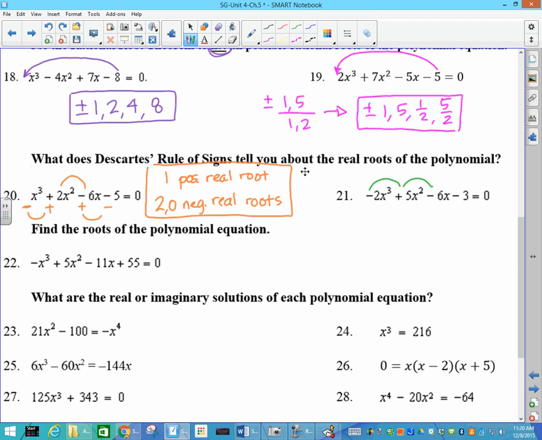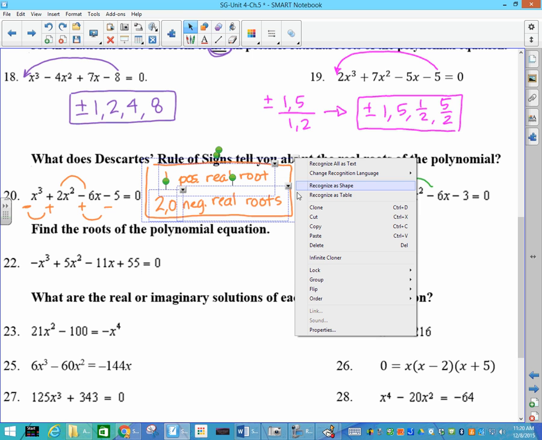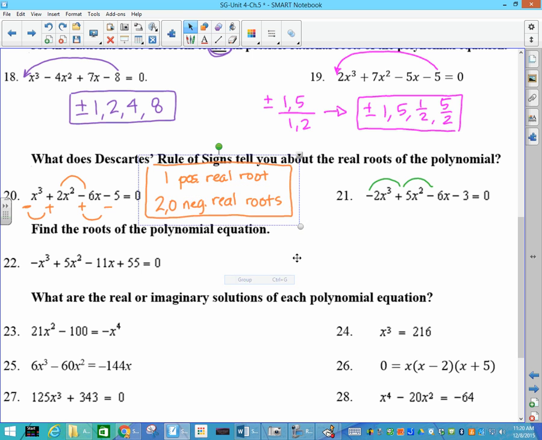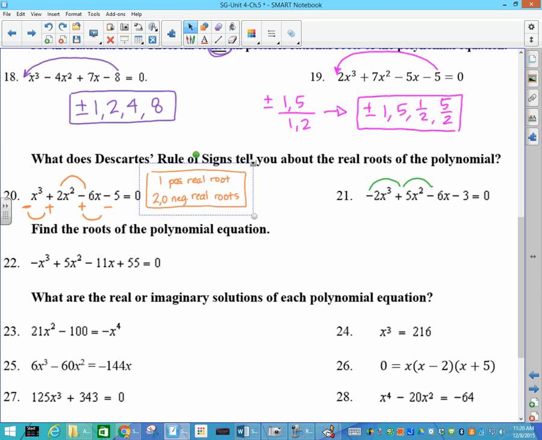So I have, I wonder if I can make this smaller. Let's see if I can make this smaller to give me some more room. All right, there we go, if that helps. Okay, so let's write this answer here. So I have 2 or 0 positive real roots.